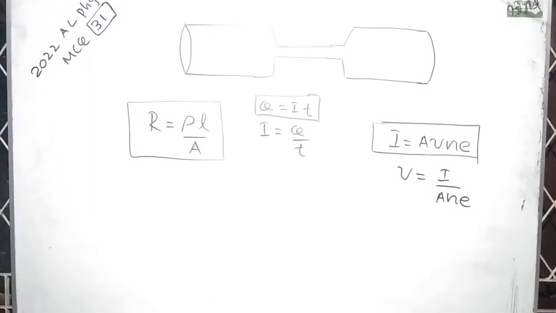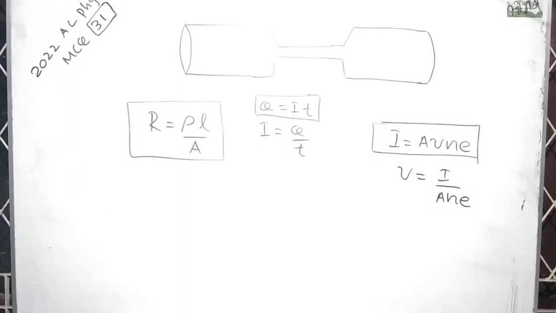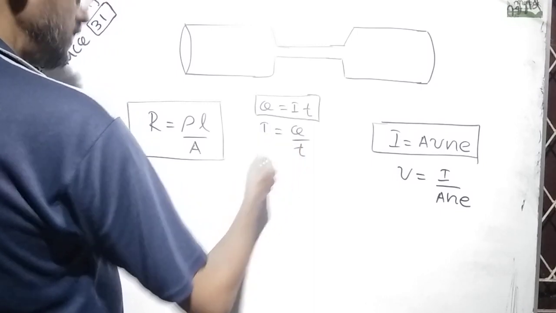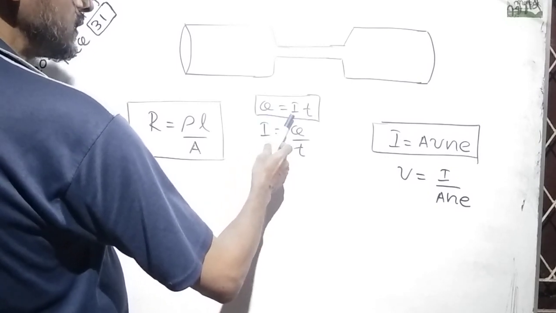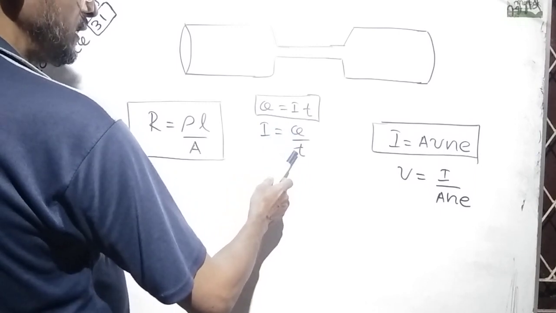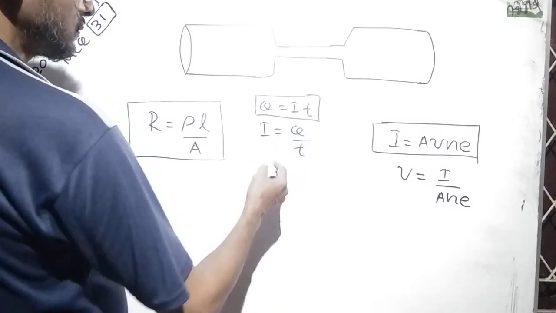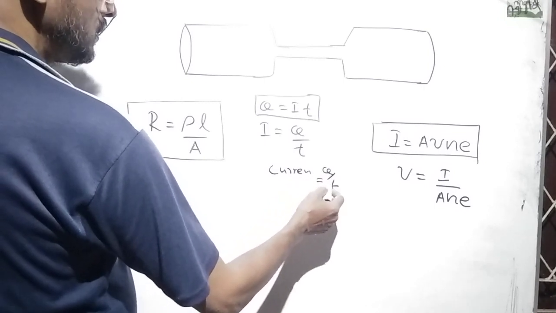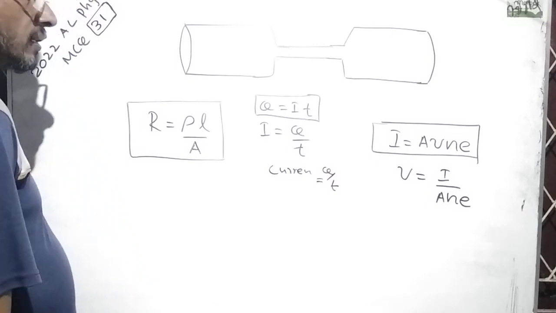Consider statement A. The current in the wire is same everywhere. The value of the current gives this statement: Q equals IT. You know, in current electricity, Q equals IT, I equals Q over T. That means current means Q over T, the charge that moves per second in every cross section.